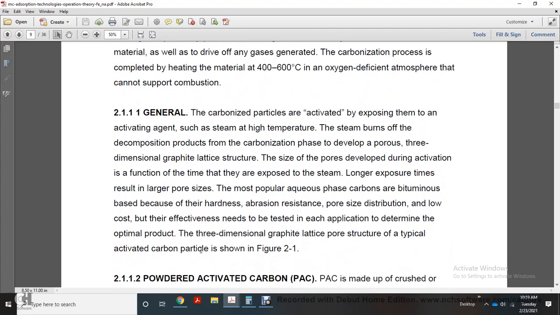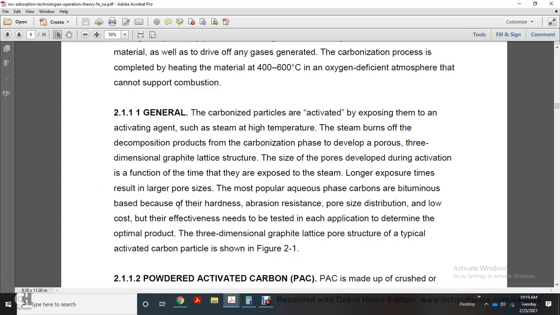The carbonized particles are then activated by exposing them to an activating agent such as steam. The high temperature of the steam burns off the decomposition products of the carbonization phase to develop the porous three-dimensional graphite lattice structure. The size of the pores developed during activation is a function of the time they are exposed to steam. Longer exposure times result in a larger pore size.